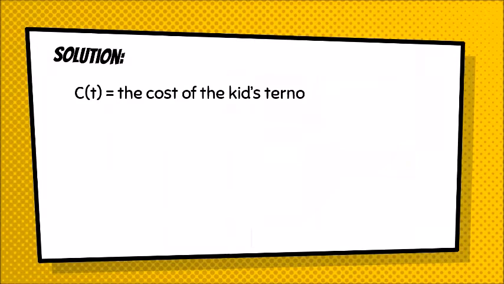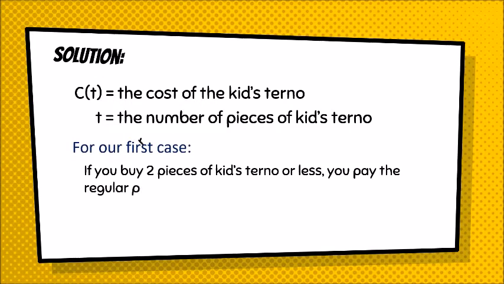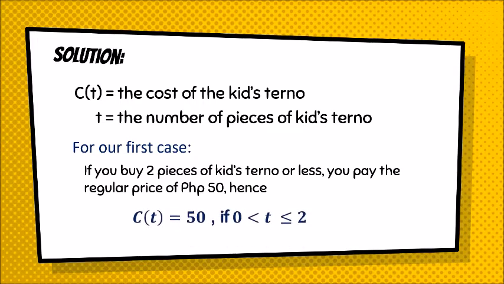Same procedures applied from the previous example. We let CT be the cost of the kids' turner and T be the number of pieces of the kids' turner. In this problem, we have 3 intervals or cases given. For our first case, it says if you buy 2 pieces of kids' turner or less, you pay the regular price of 50 pesos. So the same price is given if you're going to buy 1 or 2 pieces of turner. Hence, our formula for the first case is CT equals 50 if 0 is less than T less than or equal to 2.